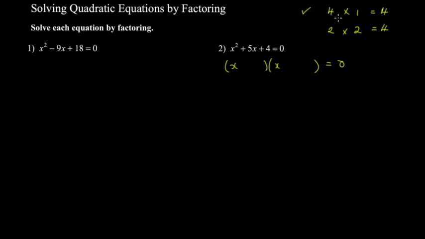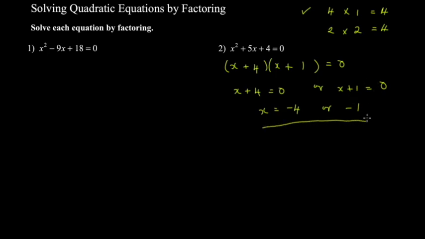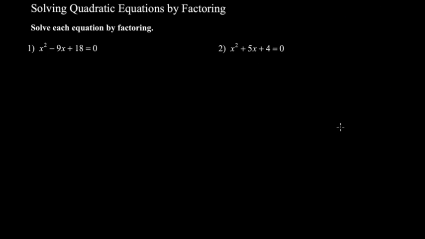So for our case, we're supposed to take 4 and 1. So it's simply plus 4 plus 1. So x plus 4 equal to 0, or x plus 1 equal to 0. So x equal to negative 4 or negative 1 here. Okay, that's it. Let's quickly move forward to the next question.